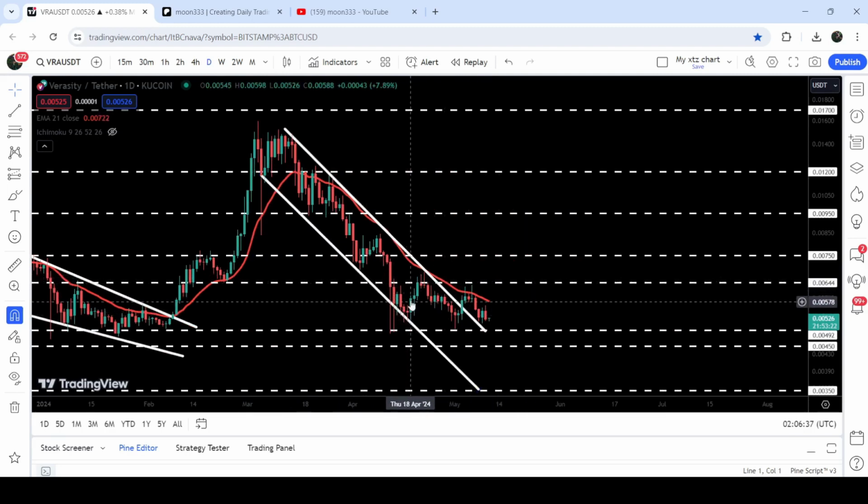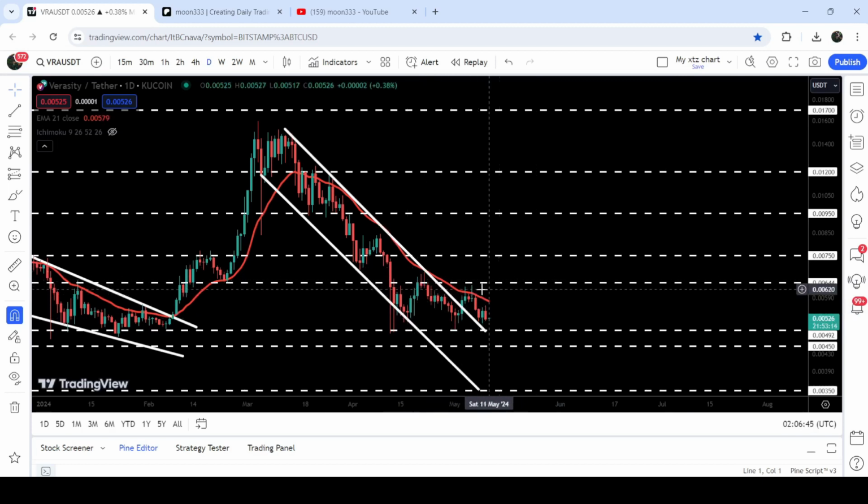You can see that when it was moving inside this channel, the price got rejected by this resistance of $0.0064. And after breaking out of the channel, the price was once again rejected by the resistance and dropped down to the previous resistance of the channel, retesting it as a support. At the same time, it is also trying to break out of this EMA 21 resistance on the daily time frame chart. And in today's video, we will analyze this move.